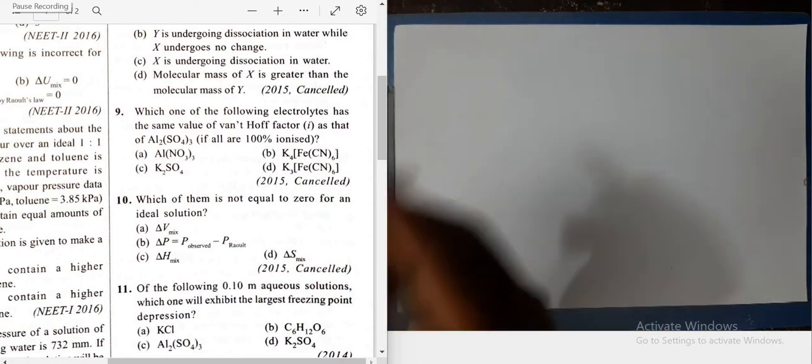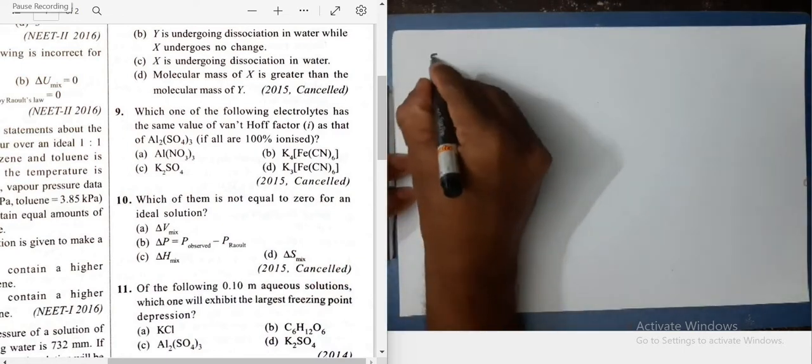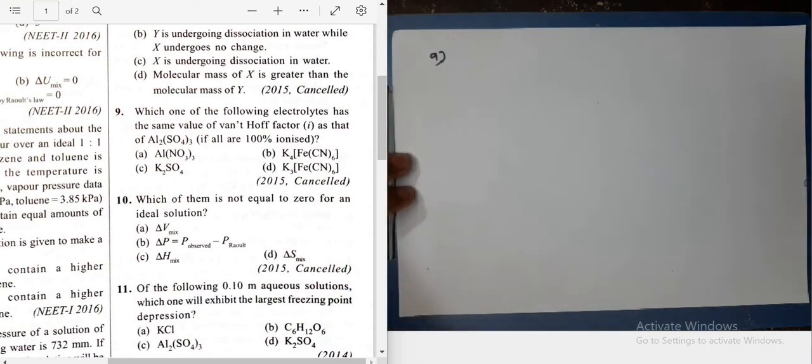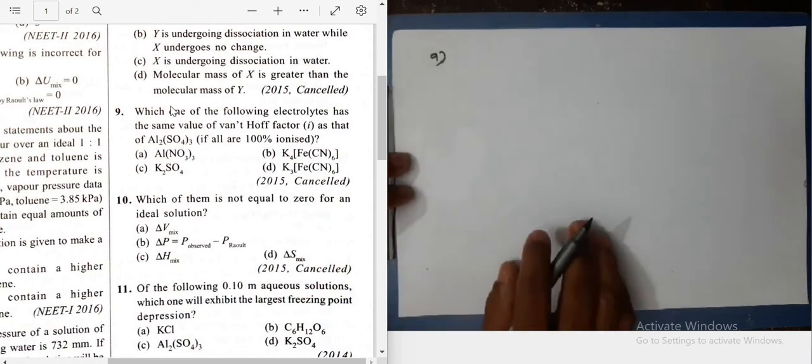Right. See question number 9. Which one of the following electrolytes has the same value of Vantha factor i as that of aluminium sulphate, if all are 100% ionized? Okay. So aluminium sulphate has some Vantha factor. We should find out that. Then among these four, which one has the same Vantha factor as that of aluminium sulphate? That we have to find out.